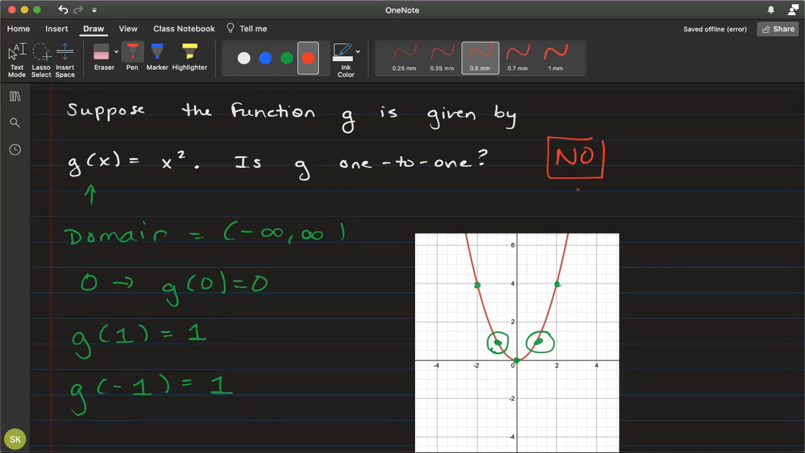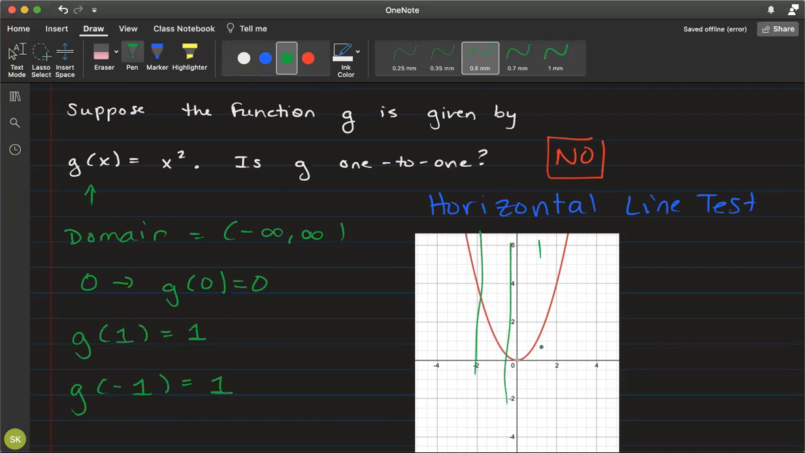Another way you can tell this is just by looking at the graph. We have something called the horizontal line test. Now you might remember the vertical line test, and the vertical line test told you if you have a function. So the vertical line test was, if I draw a vertical line and I intersect the graph, wherever I intersect the graph, I'm only going to intersect the graph one time. And that would tell you you have a function. Here, the horizontal line test says, if you draw a horizontal line and intersect the graph in more than one point, then it's not a one-to-one function. Let's write that down.